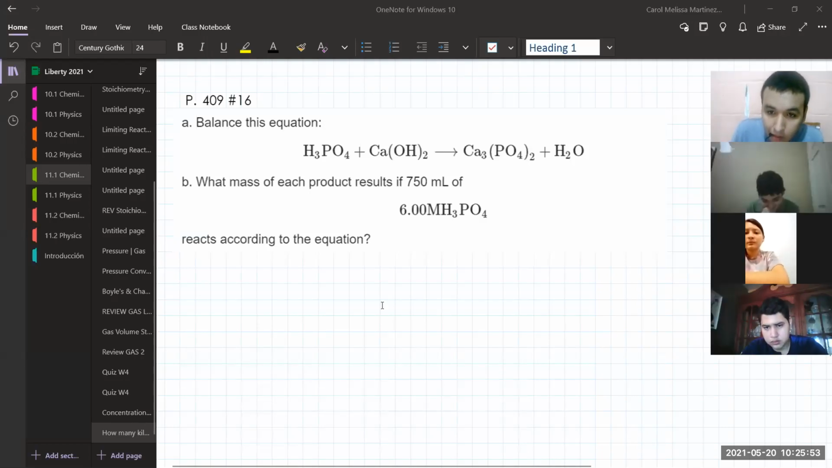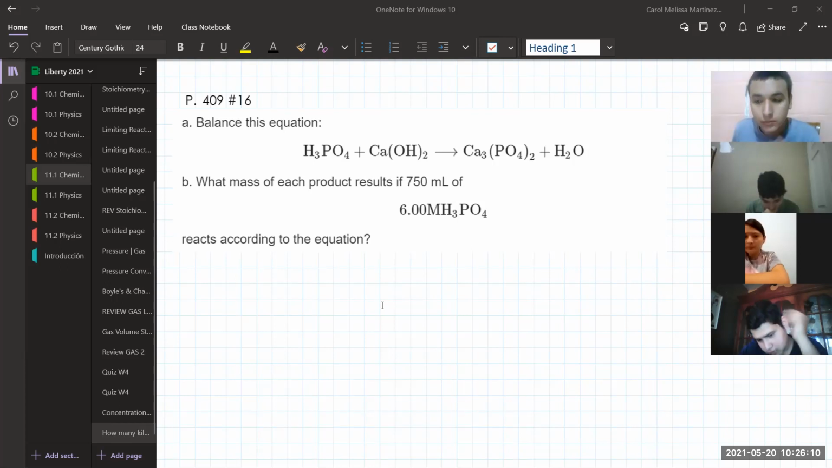So what it does is, in the first part you need to balance like we always do, but in the second part it asks you about the mass of product, okay? And to do that, we're going to be doing some stoichiometric processes. Now, the first step is balancing the equation. I'm going to write it again and we're going to balance it.